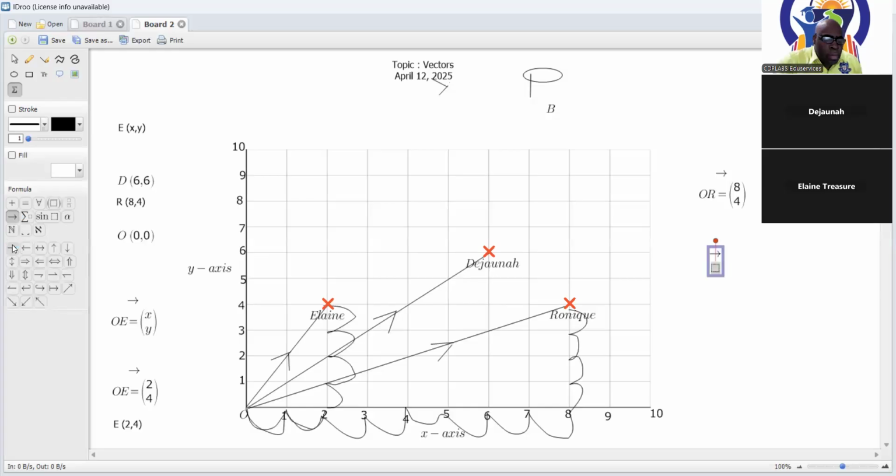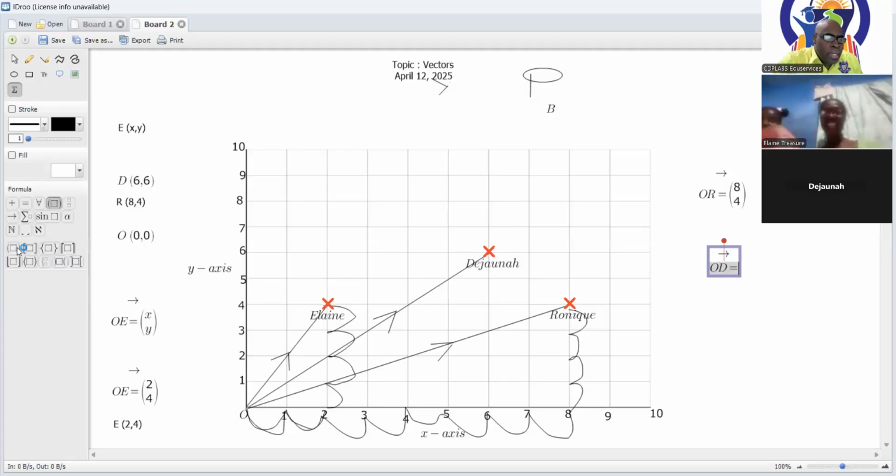OD. Good job. I don't want anybody else to interfere. Then they can just be spectators, but not participants. No, sir, I'm doing it by myself. Oh, okay. All right. Good.